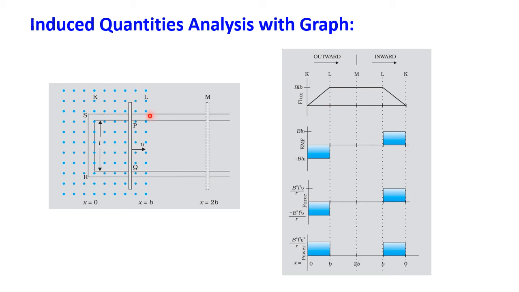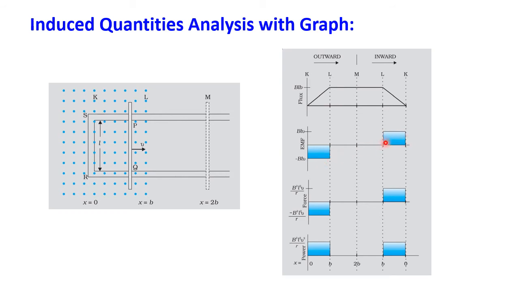Afterwards, whenever it is coming close to RS, the area covered slowly decreases and it becomes 0. So gradually the flux decreases and becomes 0. Now from K to L, as the rod moves, there is an increase in flux, so EMF will be negative. Why? Because EMF equals minus d phi by dt. Here flux is positive, so EMF is negative. Now in the return journey, flux is decreasing. Decreasing means negative sense, so EMF is positive.